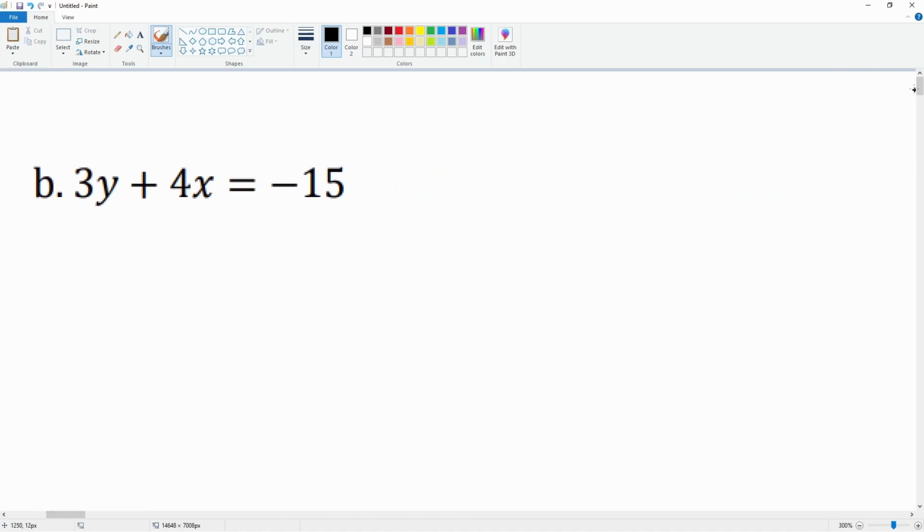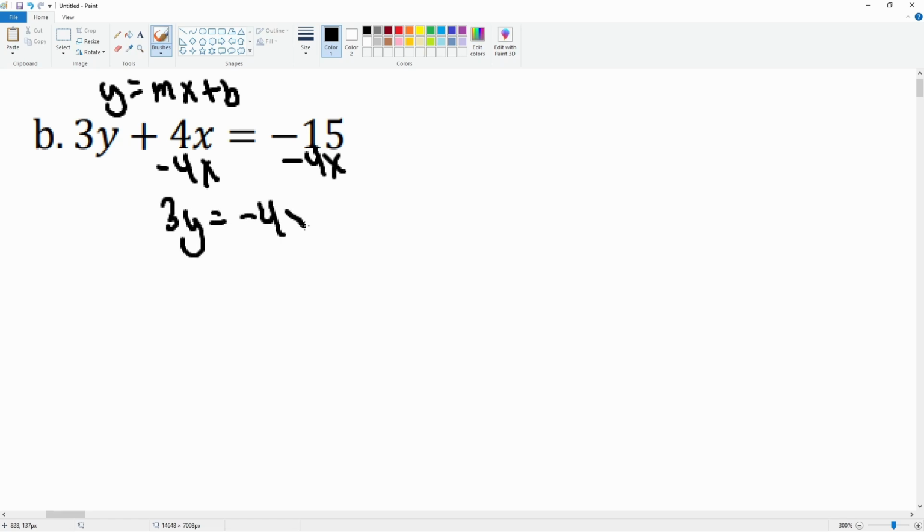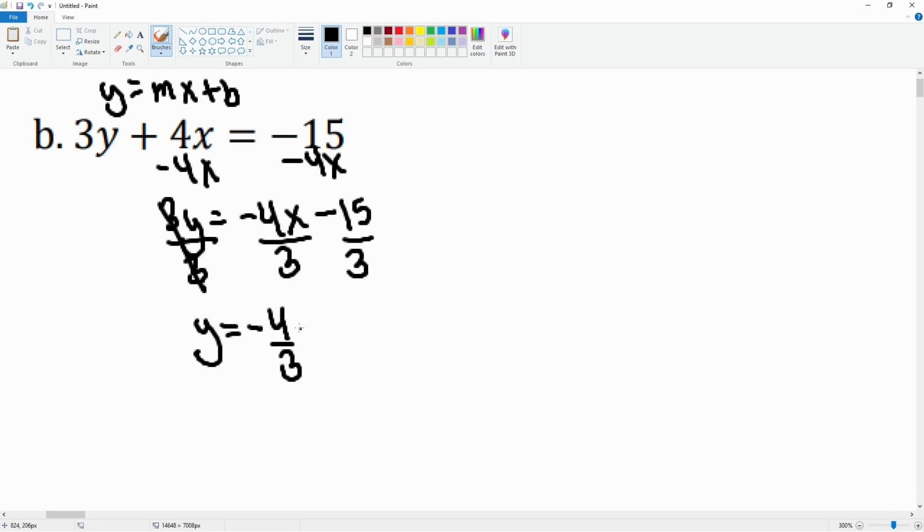Let's take a look at this one. Let's see if we can find the original slope. It's very hard because it's not in y equals mx plus b, so let's put it in y equals mx plus b. We're going to subtract 4x from both sides, leaving you with 3y equals negative 4x. Then divide everything by 3. This cancels, leaving you with y equal to negative 4/3 x minus 5.